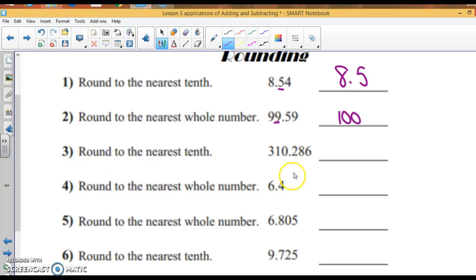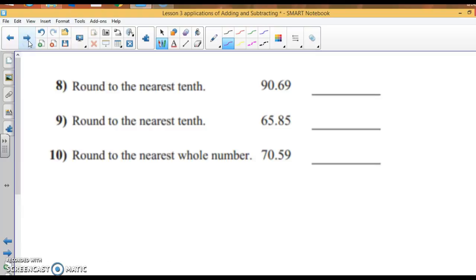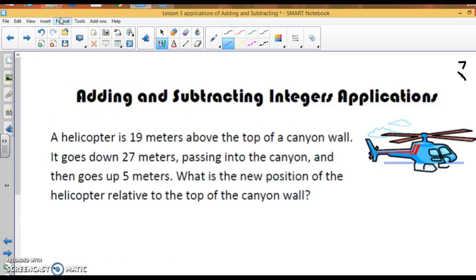Round to the nearest 10. So I'm going to the 10th spot. Look to the right, it's an 8. 5 or above, give it a shove. So it's 310 point. This 2 becomes a 3. Give it a shove. Whole number. The 6. I look to the right, it's a 4. 4 or below, let it go, so it just rounds to 6. So always underline the spot that you're going to. Take a look one spot to the right. If it's 5 or above, you give it a shove.